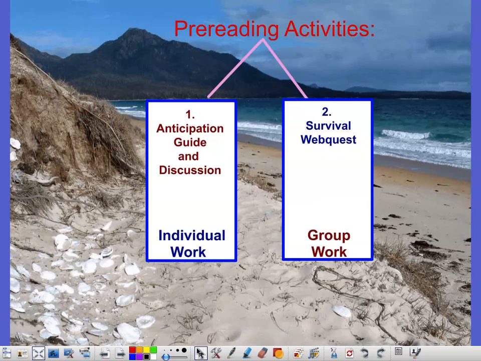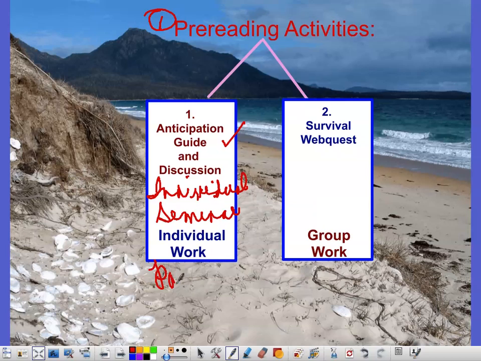If you look at how the pre-reading activities are going to be organized, there are two pre-reading activities. One is the anticipation guide, which you're going to work on tonight, and that's an individual grade. And we're going to use it to have seminar when I come in next class. You will get a participation grade for this.